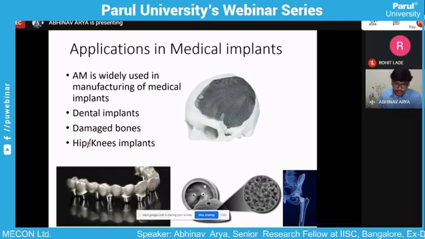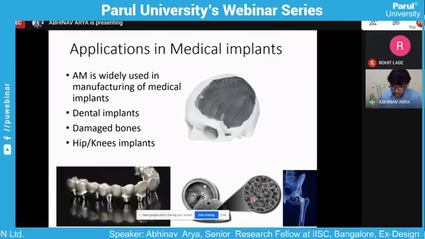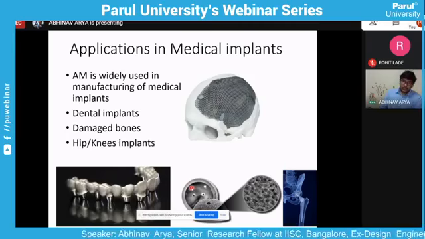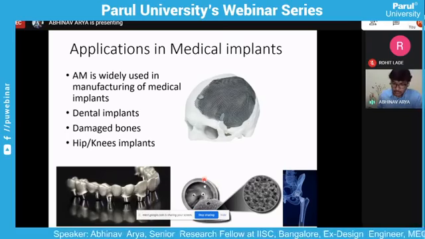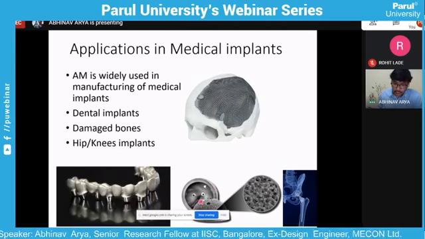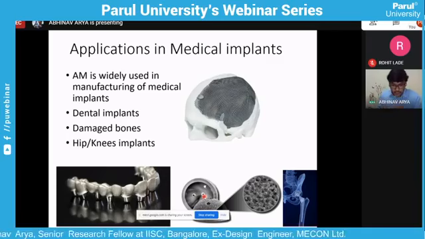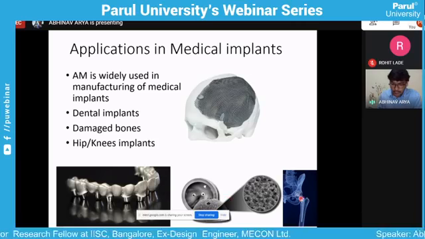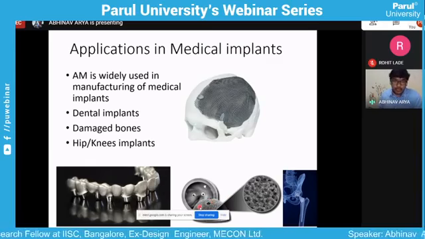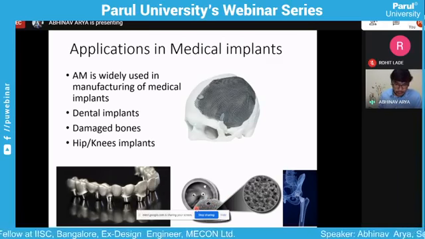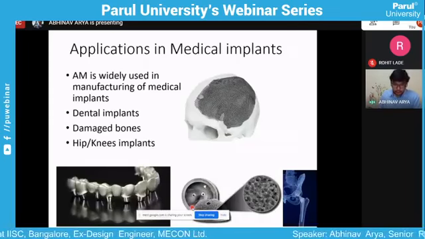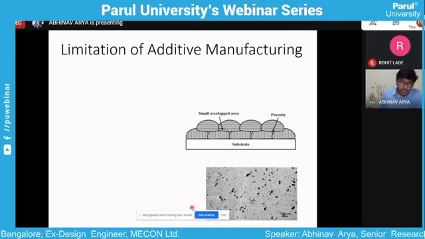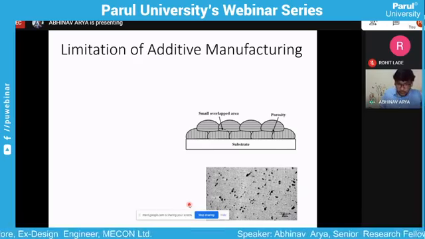Similarly, in hip and knee implants, we require the cup, which earlier was usually made of ceramics. Now a metallic material is used, and the surface property that is required is a very rough surface. All this we can get from additive manufacturing. Whatever surface property we need, we can get, and it is very widely used in the medical industry.